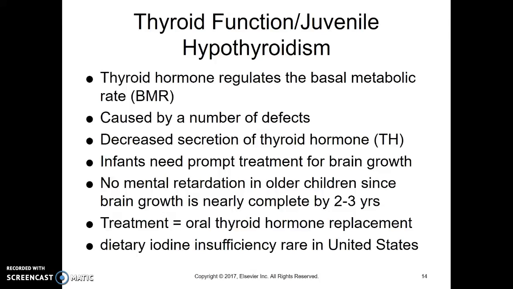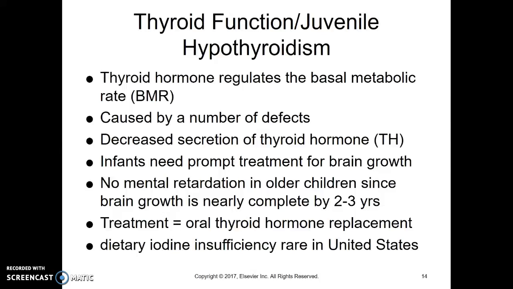Okay, so let's move on to the thyroid. So hypothyroid, so not enough thyroid hormone. And we're just going to limit what we talk about to juvenile hypothyroidism. Your thyroid really controls your basal metabolic rate. So how much your cells are metabolizing, how much your metabolic demand is just at a normal resting rate. So this can be caused by a number of different defects, but basically you're not making enough thyroid hormone.